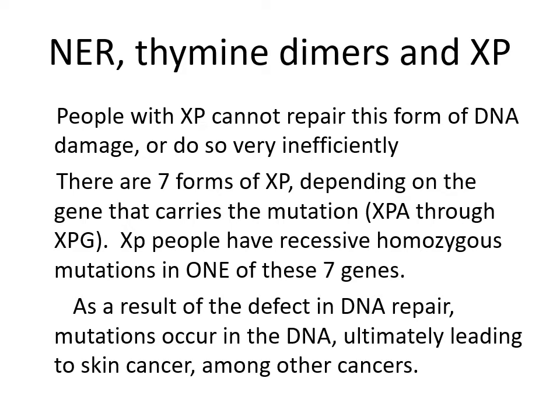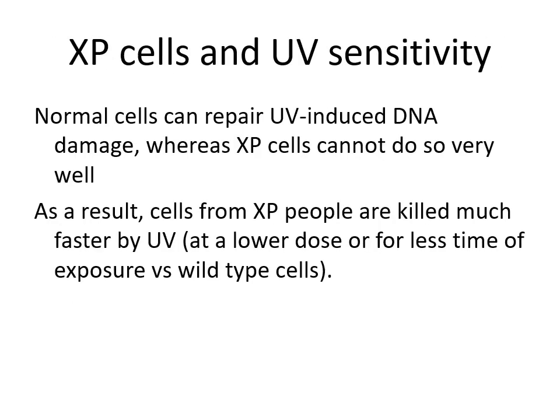Now, XP people are lacking one of the enzymes that are necessary for this process. So as a result of this defect in DNA repair, it doesn't occur. And of course, the skin is especially sensitive to this because it's the skin that's exposed to UV light primarily. All right. So an assay for this process is that normal cells can repair UV-induced DNA damage. XP people cannot do so. As a result, cells from XP people are killed much faster by UV than normal.